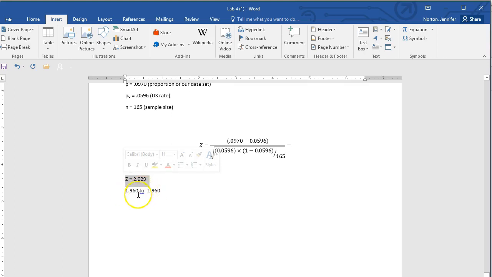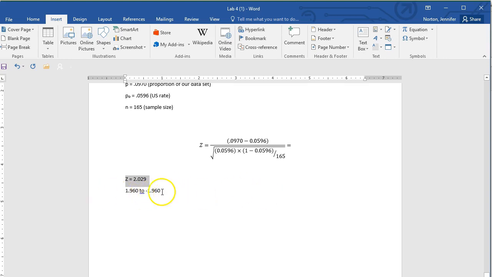If it falls within this range, if it falls between 1.960 to a negative 1.960, you would not reject the null hypothesis and state that there's no statistical difference between your proportion and the U.S. rate. So which would say basically that your proportion is in line with what that U.S. rate is.